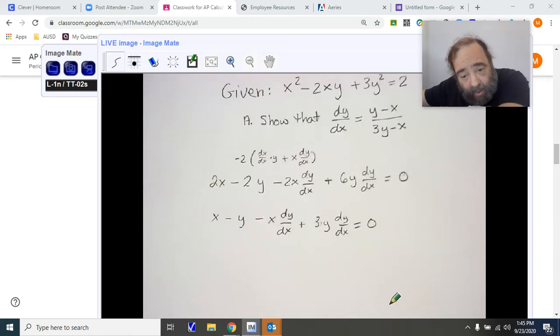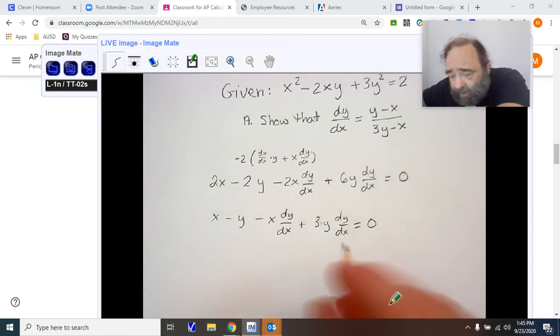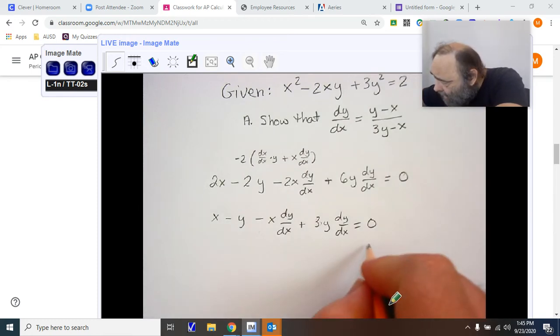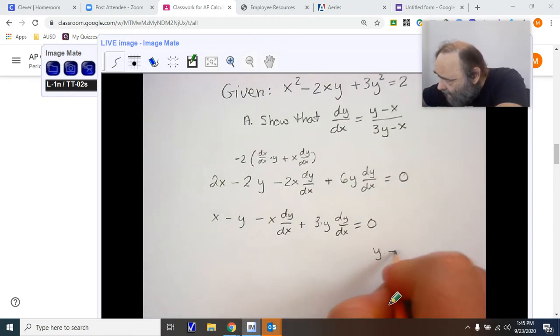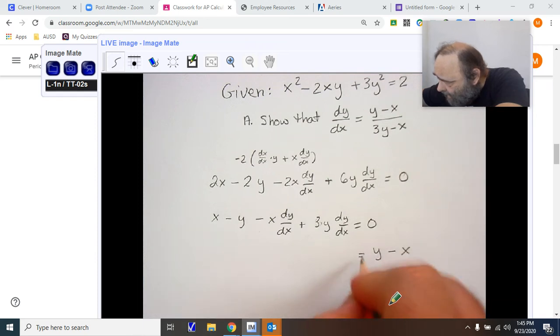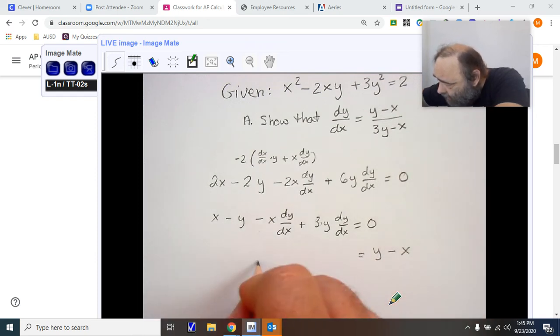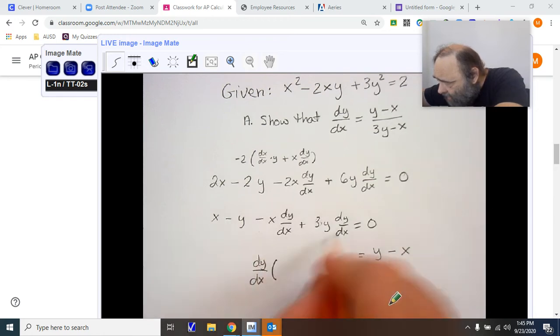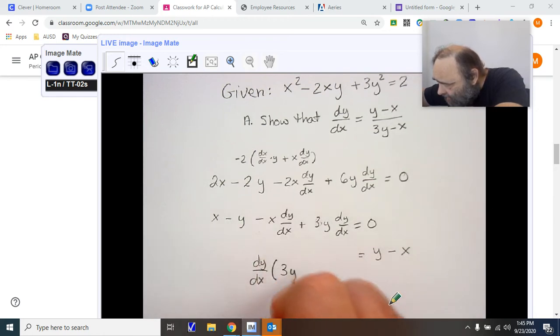Now, in the next step, we're going to move everything that doesn't have a dy dx. That means that I'm going to go ahead and move my y. It will become a positive. I move my x, and it changes to a negative. I factor out the dy dx, and I'm going to move it to the front. And I'm going to rewrite this so that the negative x follows.